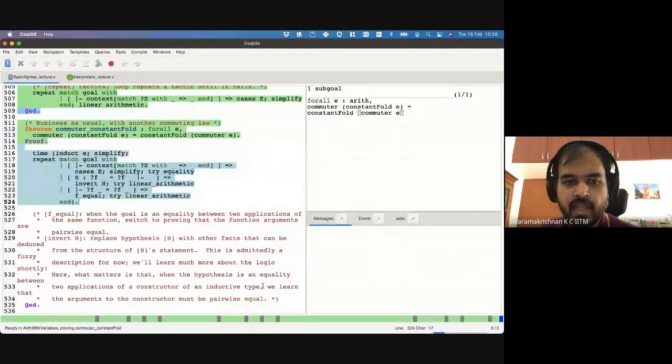Any questions on what we are doing here? This invert tactic and F equal tactic. So these are new tactics that we've seen here. Questions while it continues processing. No questions? You must have some questions, no?